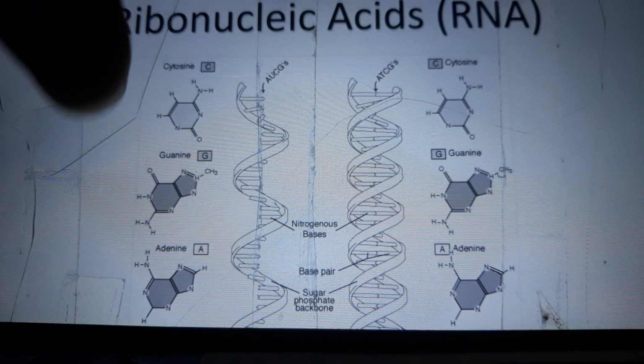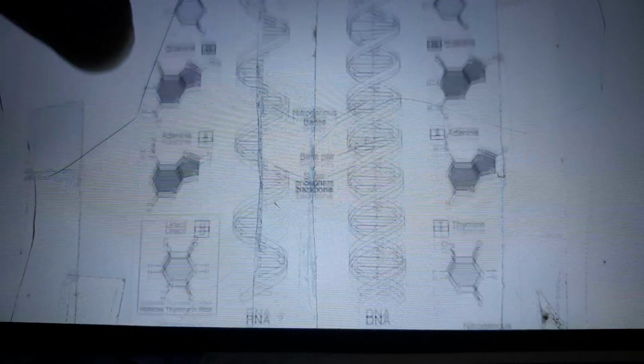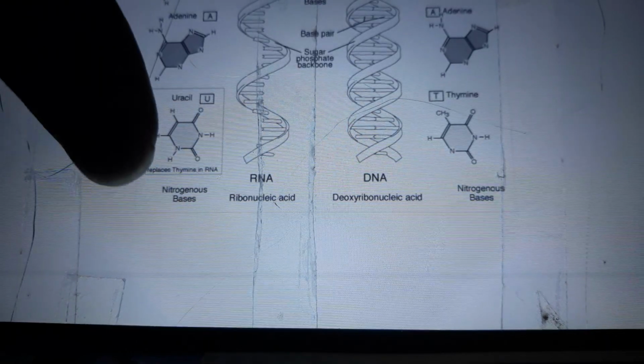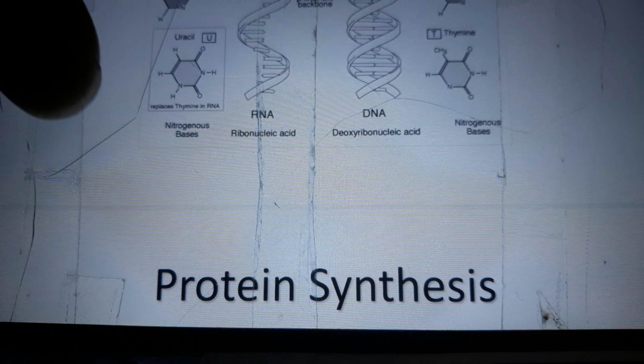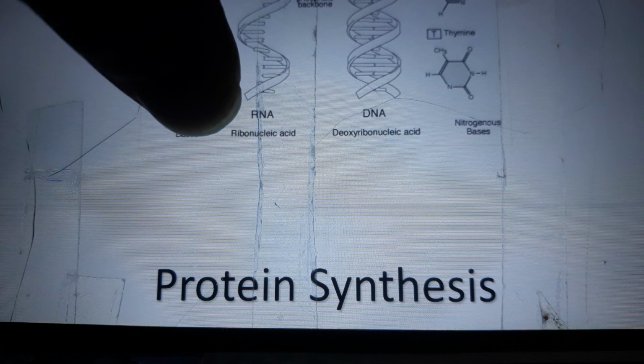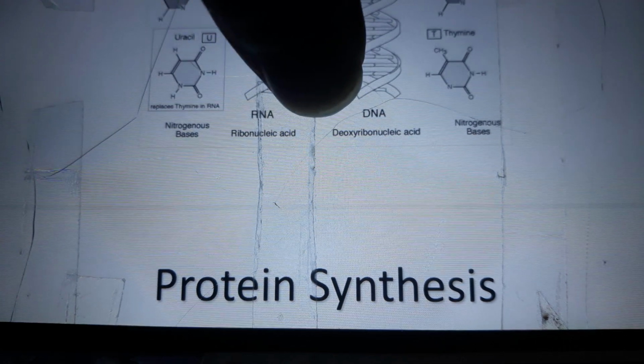These are the diagrams of those, right? A, G, U, C, and cytosine, right? Take these screenshots, it will be helpful to you. The nitrogen bases of the ribonucleic acid and the deoxyribonucleic acid.